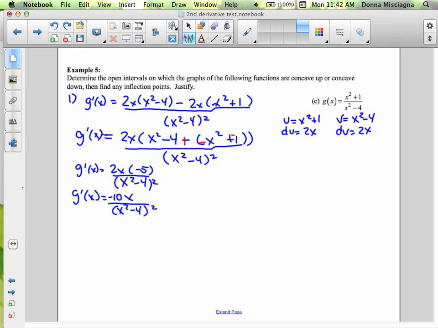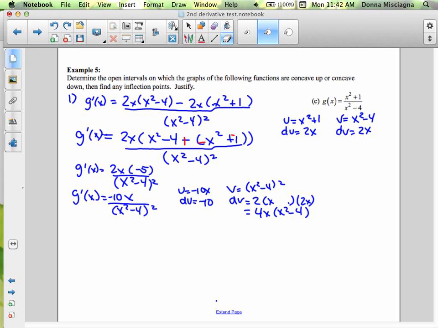Now we have another quotient rule. Now u is negative 10x. The derivative would be negative 10. The denominator is x squared minus 4 squared. The derivative is going to be 2 times x squared minus 4 times the derivative of the inside, so that would be times 2x. Let's simplify that: 4x times x squared minus 4. I want to just leave it like that. That thing there is a square. There we go.